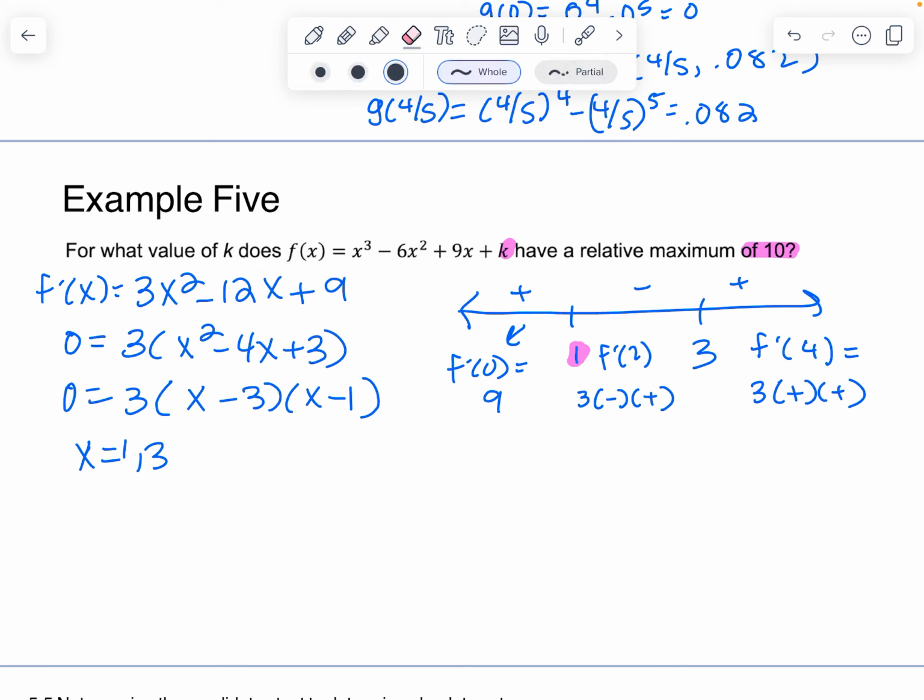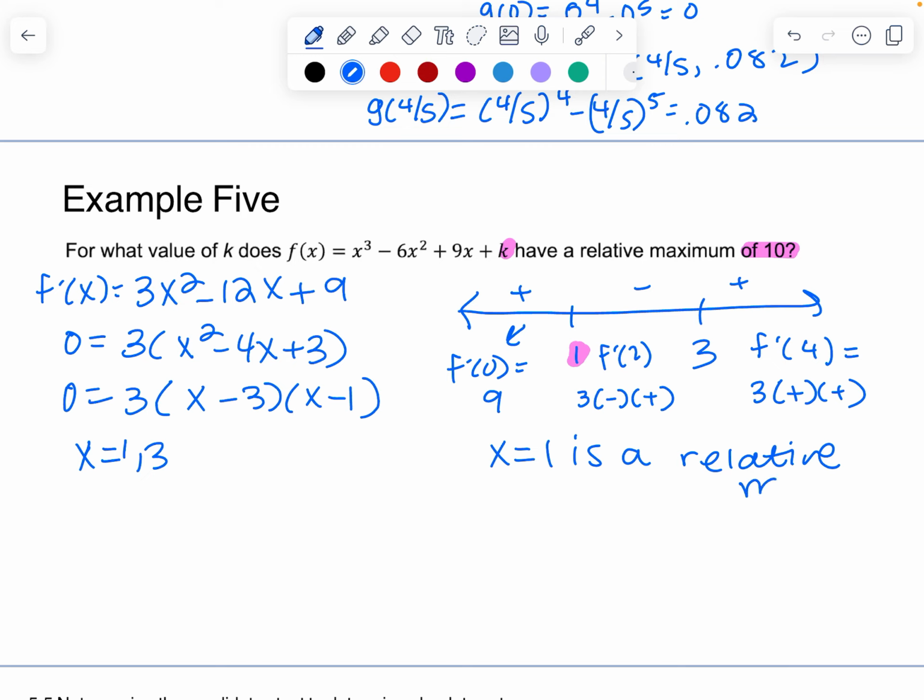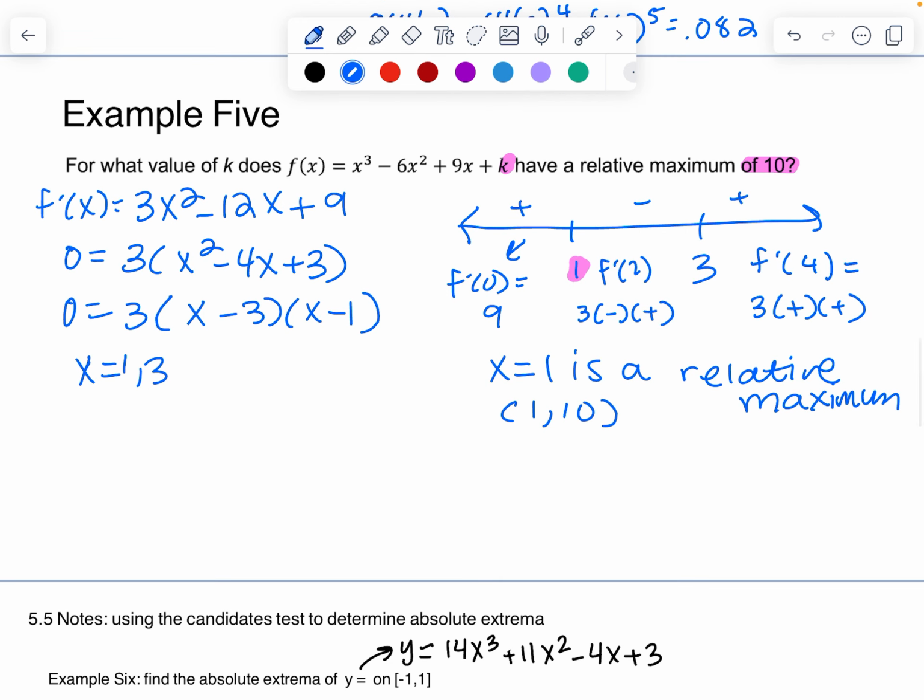So now that I know this is a relative max, I want to figure out the k value. The relative maximum is at 1, and it says the relative maximum is 10. What that's implying is that's the y value. So I know that the point is (1, 10). So I just need to figure out what the k value is so that the point is (1, 10).